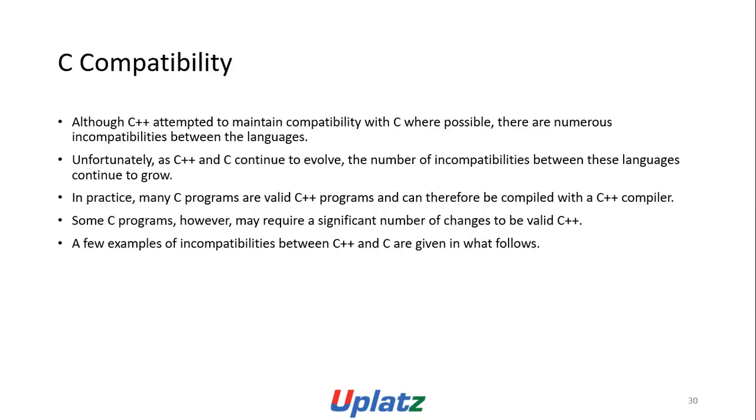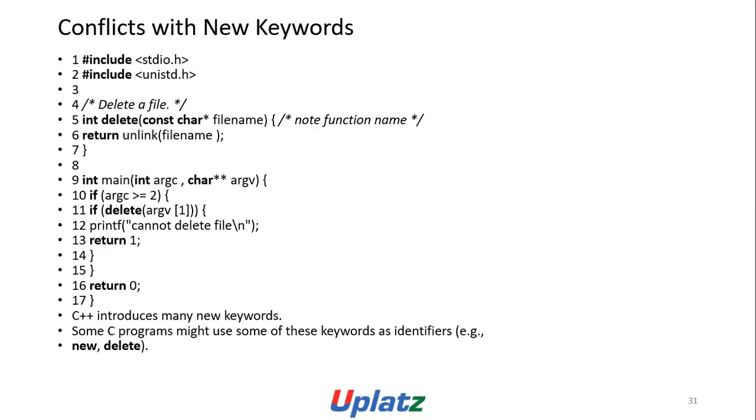C compatibility. Although C++ attempted to maintain compatibility with C where possible, there are numerous incompatibilities between the languages. Unfortunately, as C++ and C continue to evolve, the number of incompatibilities between these languages continues to grow. In practice, many C programs are valid C++ programs and can therefore be compiled with a C++ compiler. Some C programs, however, may require a significant number of changes to be valid C++. A few examples of incompatibilities between C++ and C are given in what follows.